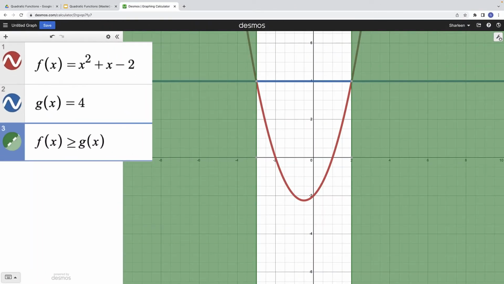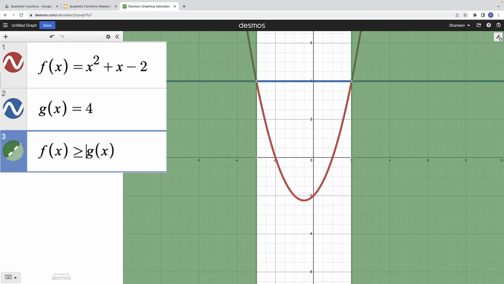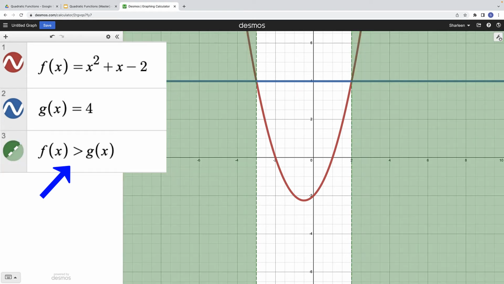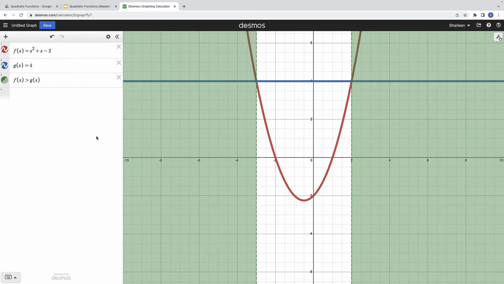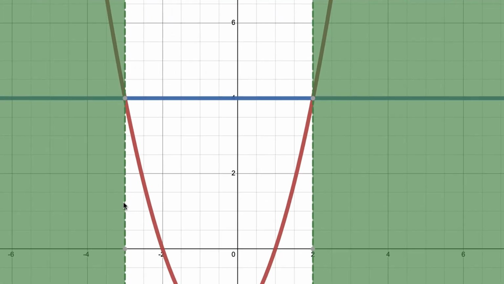The main thing that we need to do is edit our inequality on the left hand side and change f of x greater than or equal to g of x to just f of x is greater than g of x. Let's make that change now. I've changed the inequality to a strict inequality. It may be difficult to see, but the only thing that changed was this vertical line at -3 and at 2. Instead of a solid line, they are now a dashed line.